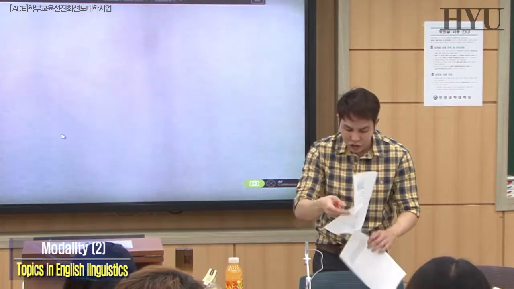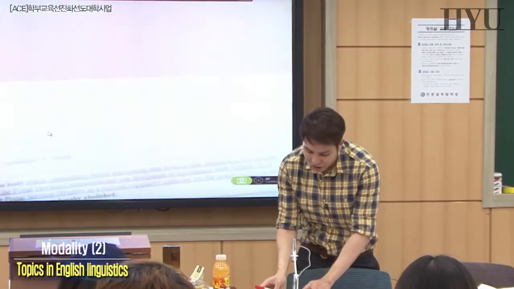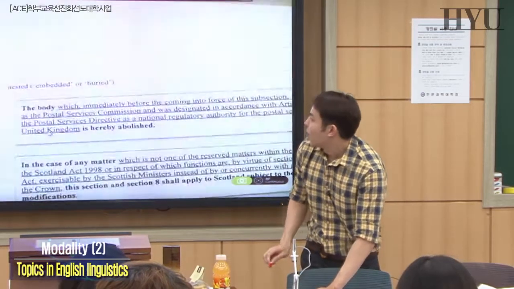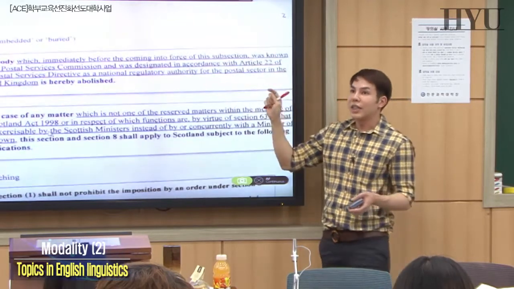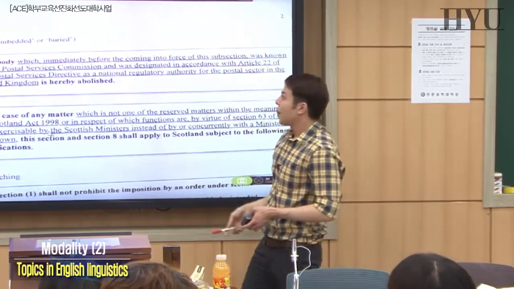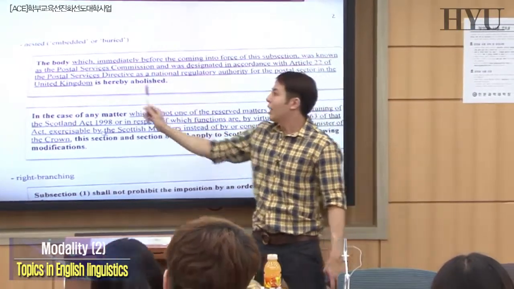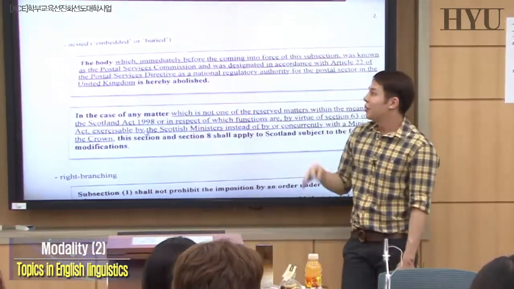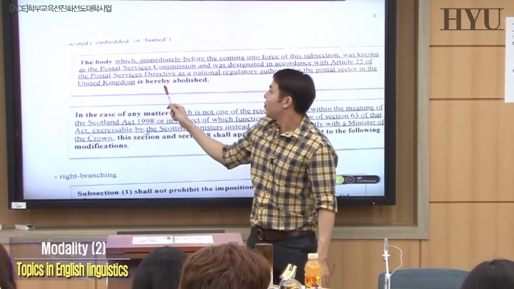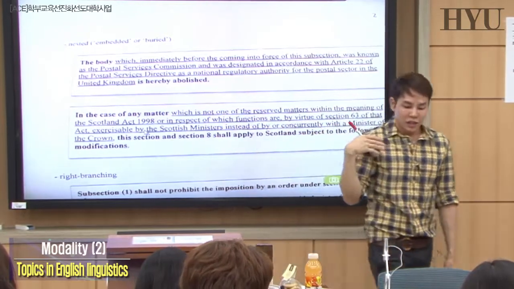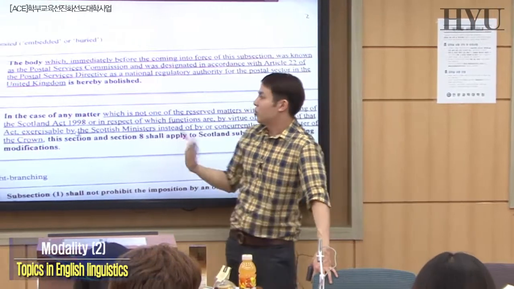In the second case, you have what we call nested, or embedded, or buried, meaning it's inside. The subordinate clause is inside the main clause. Okay? So in this one, you can see I underline the subordinate clause and I bold the main clause. So the main clause is typically very short, like the body is hereby abolished. Abolished meaning just take out of effect, right? So destroy and so on.